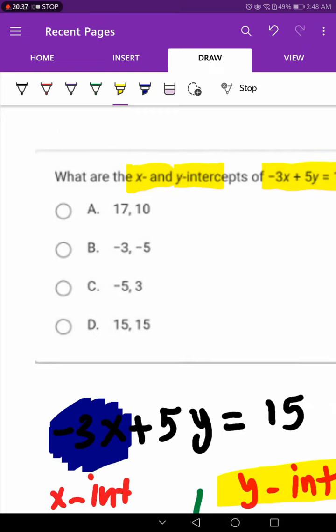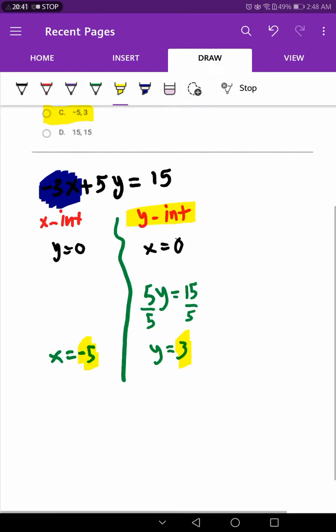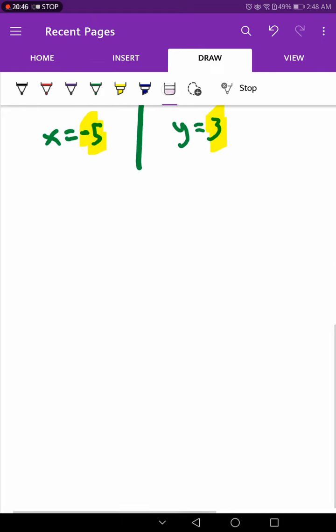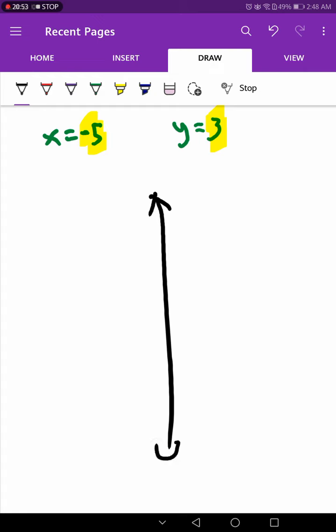Yes, the answer is C. Okay, are you happy? That means, my dear student, if you want to graph it, it is up to you. We're done, but it is extra. So you do like this. That means x equals -5, so the line must pass through x equals -5, and y equals 3, so the line will pass through 3.